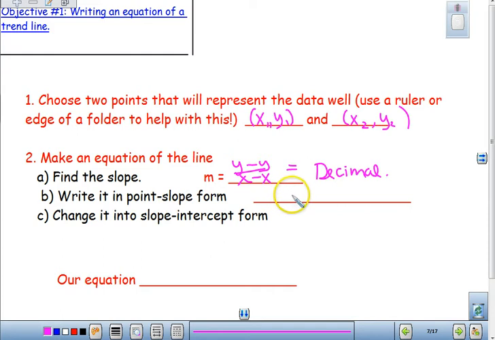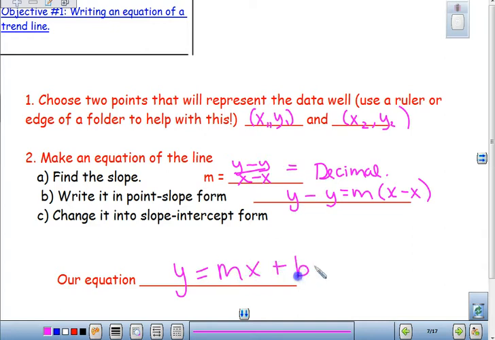Then we're going to write our equation in point-slope form. You should know what this looks like, and this is good review for your final because you have to write all these different forms and then change it to slope-intercept form, where you are now telling us your m, x plus your y-intercept that you found using this equation.